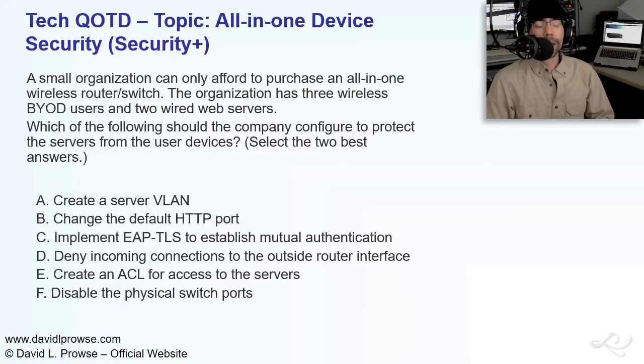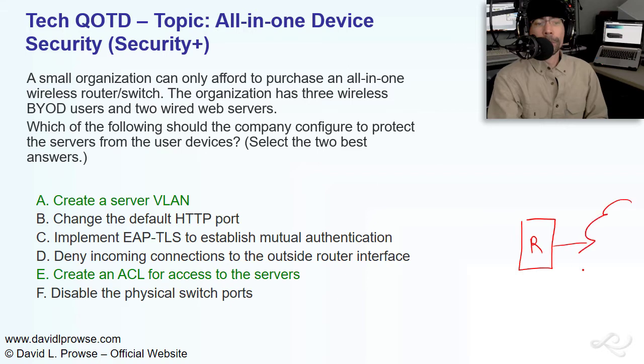Okay, and we're back, and the best answers are going to be A, create a server VLAN, and E, create an ACL for access to the servers. Now, we only have that one device that we can purchase. That's it. We've got that all-in-one device, which we'll just call it a router. And that connects out to the cloud, out to the internet.